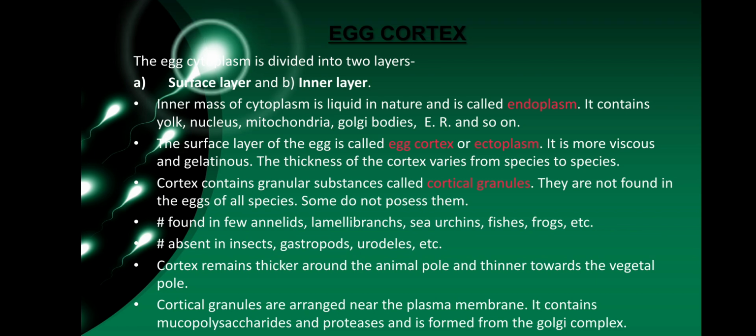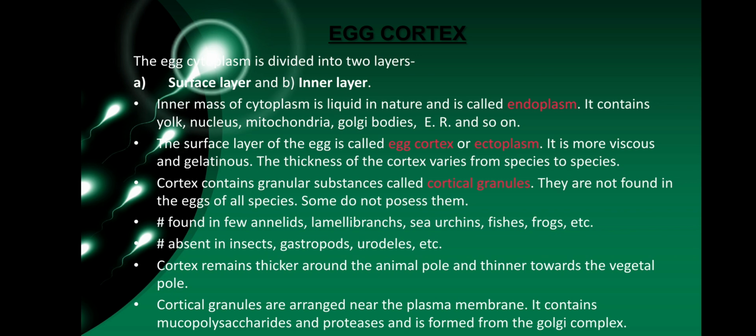So, egg cortex. The egg cytoplasm is divided into two layers, surface layer and inner layer. The inner mass of cytoplasm is liquid in nature and is called the endoplasm, and it contains yolk, nucleus, mitochondria, Golgi bodies, endoplasmic reticulum, and all of the cell components, and so on. And the surface layer of the egg is called egg cortex or ectoplasm. It is more viscous and gelatinous, and the thickness of the cortex varies from species to species.